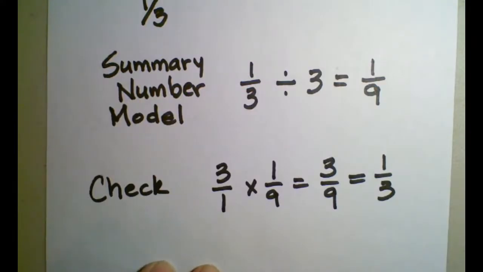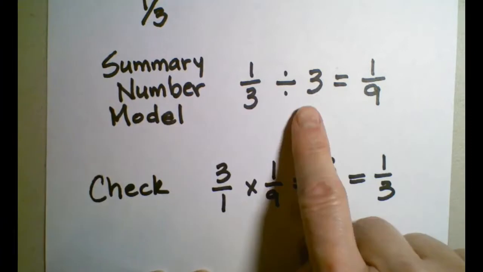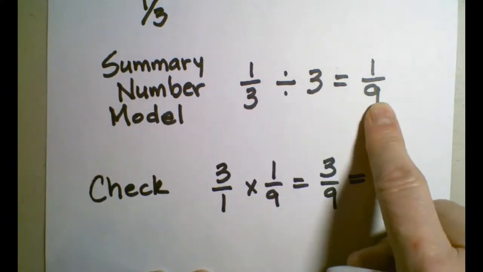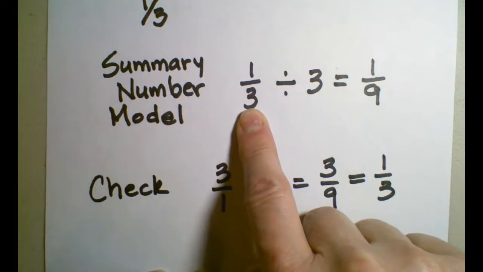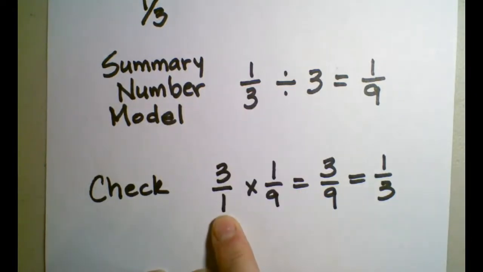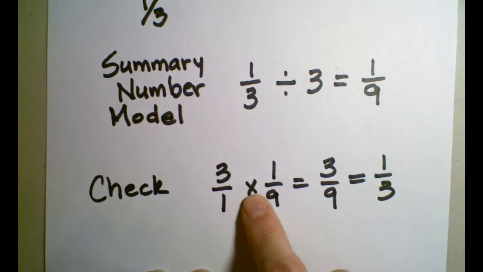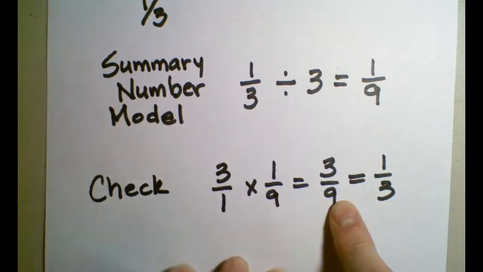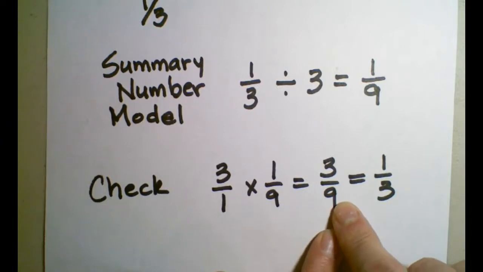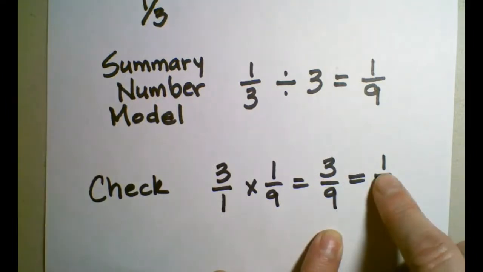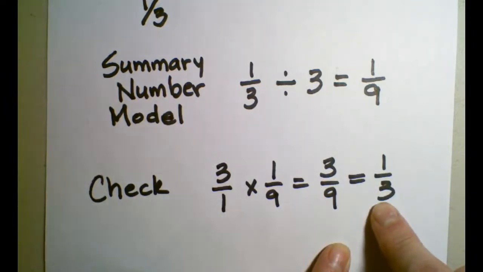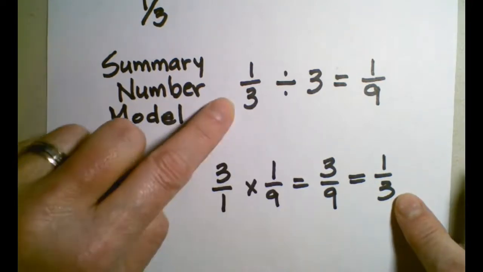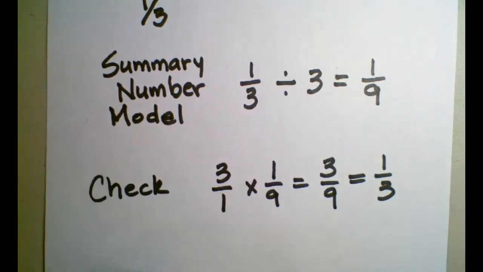Now we can check that using multiplication, where again 3 times 1/9 should equal our beginning number. 3 over 1 is equal to 3, 3 wholes, times 1/9, multiply that across. 3 times 1 is 3, 1 times 9 is 9. 3 over 9 can be reduced; we're going to use 3 over 3 as our 1. 3 divided by 3 is 1. 9 divided by 3 is 3. And so we do get the same beginning number for our answer to the multiplication problem.